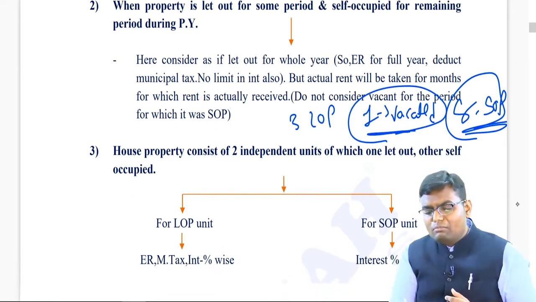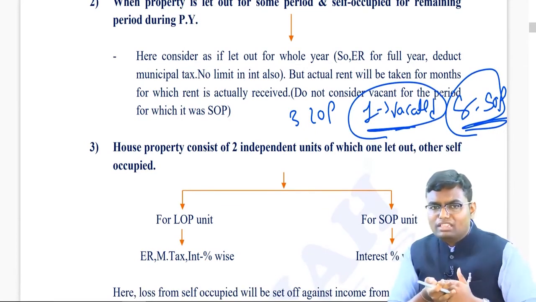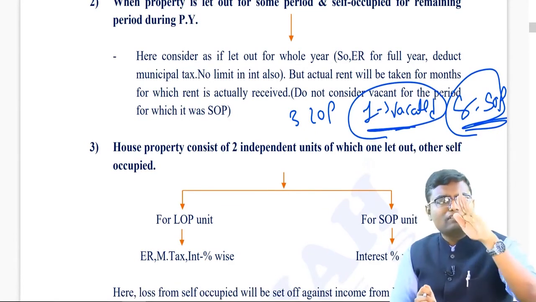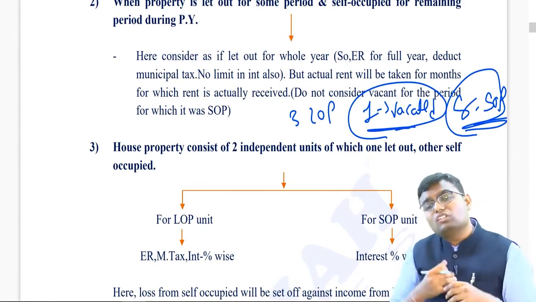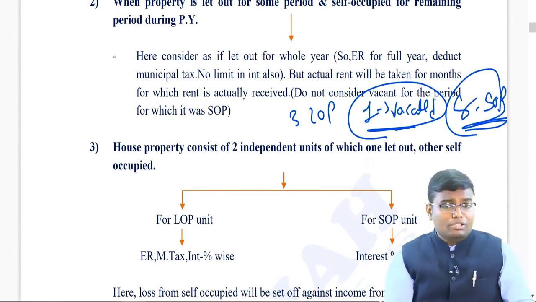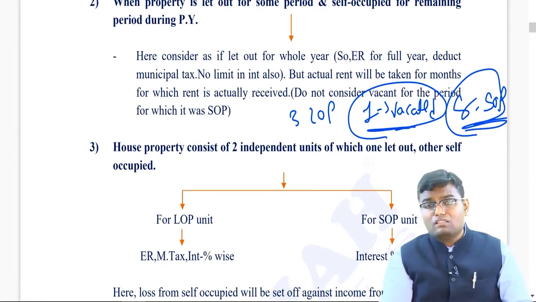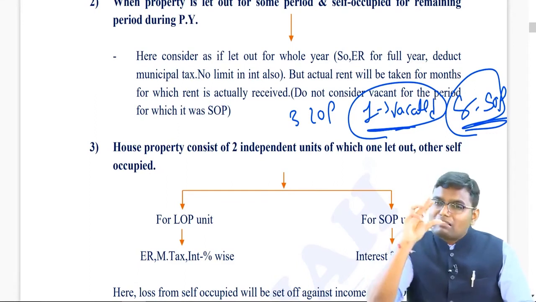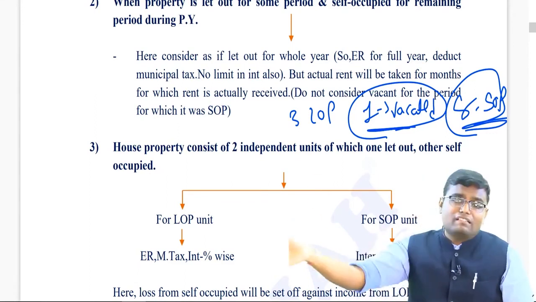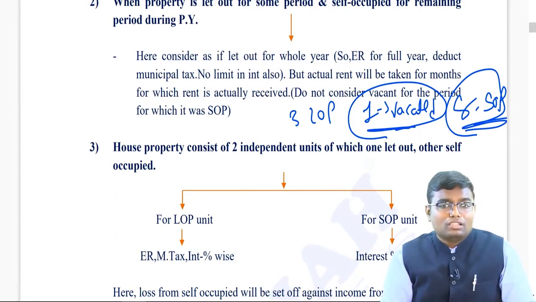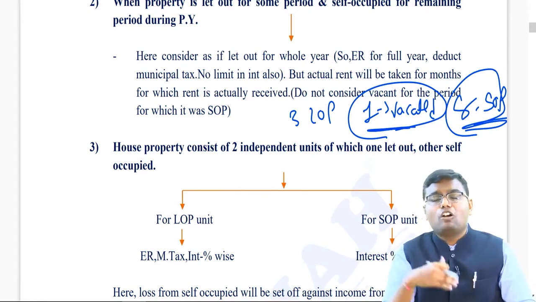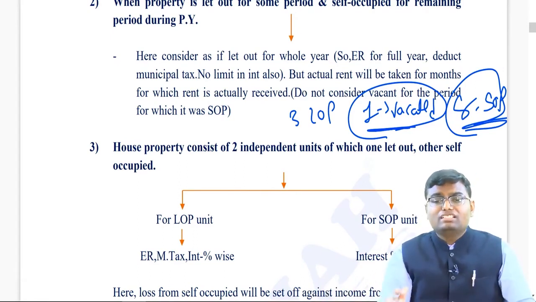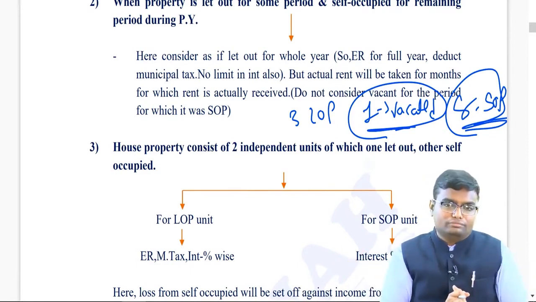Now let's say I have a bungalow in which the ground floor is used by me as SOP, and the first floor is given on a rental basis for the entire year. Now here I can't apply case number 2, because the property is not SOP for the entire year, nor LOP for the entire year. Some of the portion is SOP, some of the portion is LOP. So if you have a house in which there are 2 units, one is SOP, another one is LOP, determine how much percentage is SOP, how much percentage is LOP, and just do proportionate calculation.